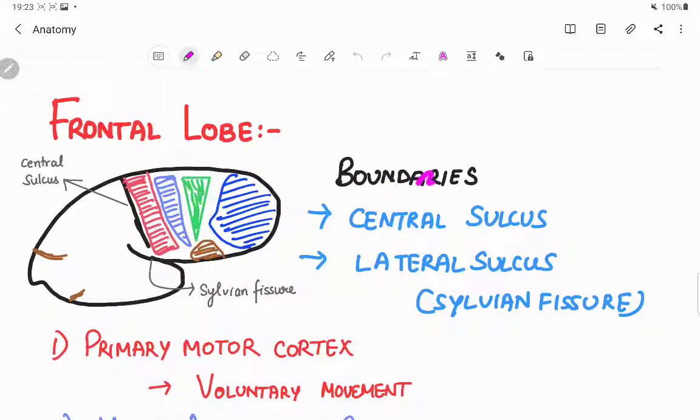All right. So first of all, let us see the boundaries of the frontal lobe. As you can see, there is one boundary located here and the other one is located here. This boundary is called the central sulcus. You must know about the brain that it has a deep groove-like structure called the central sulcus, and this boundary is the sylvian fissure, which is also called the lateral sulcus. You have to remember the boundaries of the frontal lobe of the cerebrum.